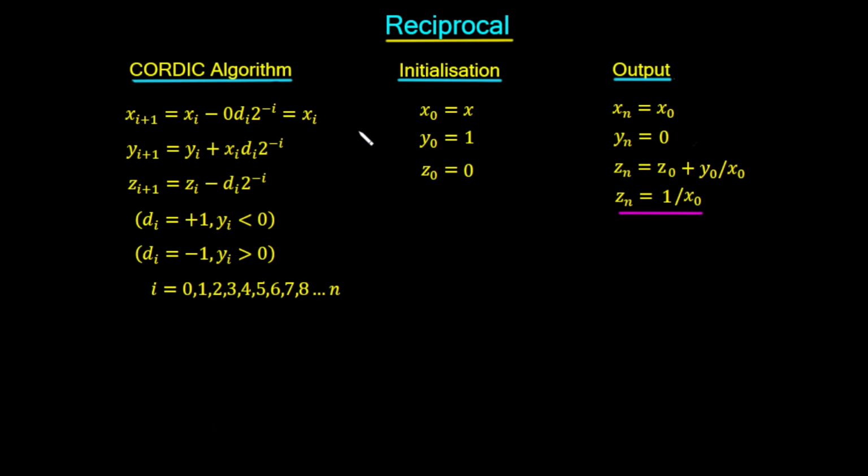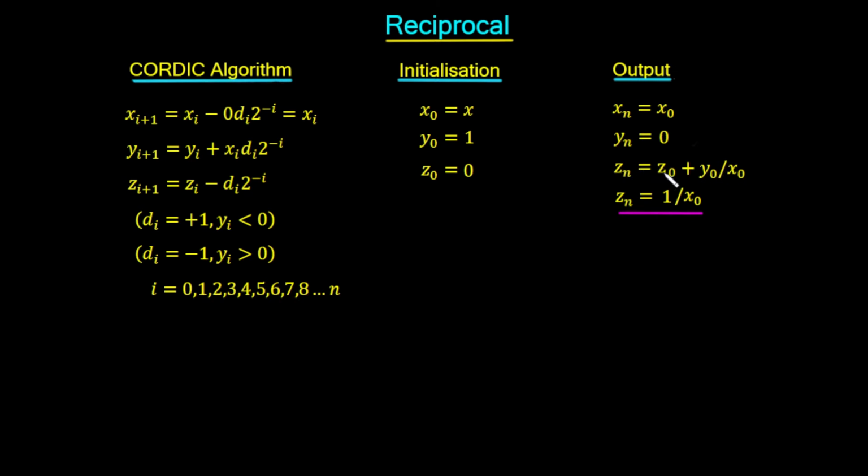Now we can represent a reciprocal function just as an extension of what we've done previously with the linear vectoring mode. So this is the CORDIC algorithm, the initialization and the output, for our linear vectoring mode. Now if we look at the output, the angle term here would be given by z0 plus y0 upon x0. So this would be just our division algorithm.